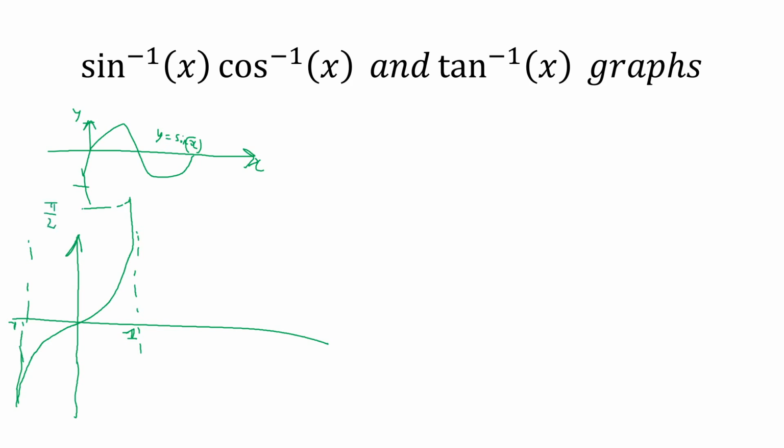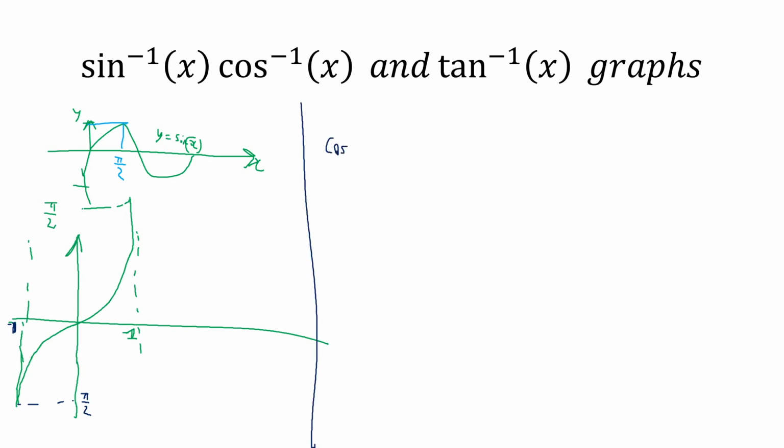Why? Because when this graph is at 1, it is at pi over 2. And the same thing can be said over here. Here it's minus 1, so here it also has to be pi over 2. Okay? Right, now let's look at cos.